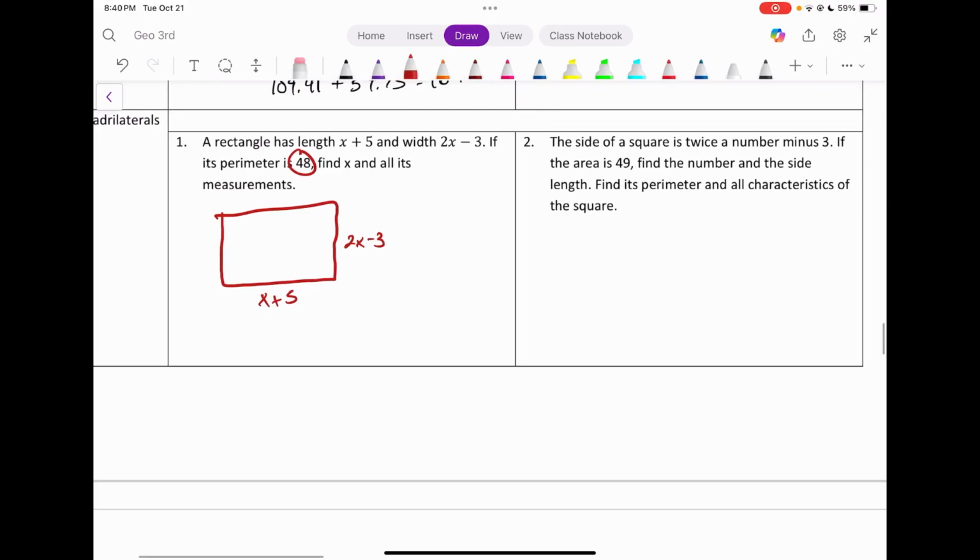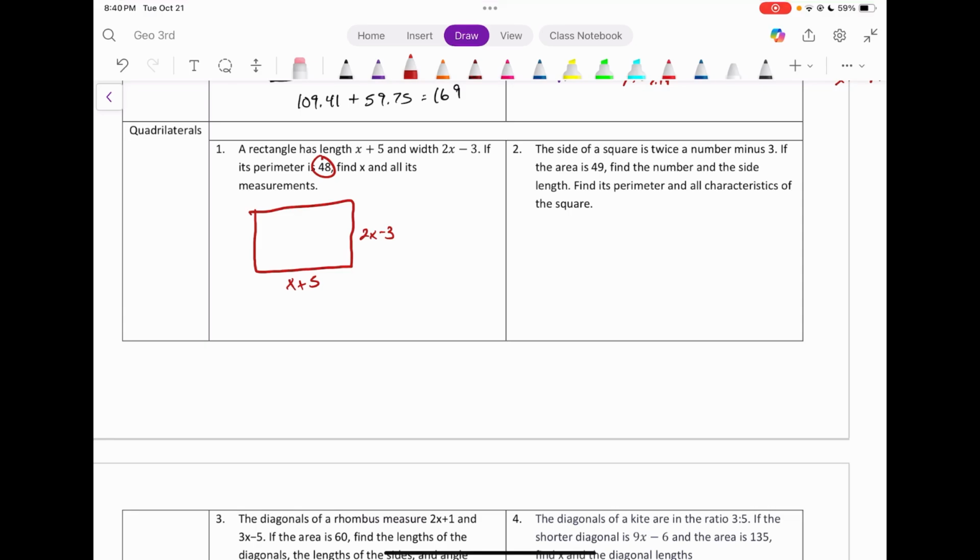So a couple of different ways you can work this. And some of the people in class had really creative ways of doing this. So one way is you could do x plus 5 plus x plus 5 plus 2x minus 3 plus 2x minus 3 would equal the distance around, which is 48. That's one method. The method that I like is, all the way around would be 48, but what if you only went halfway around? It'd be half of that 48, which is 24.